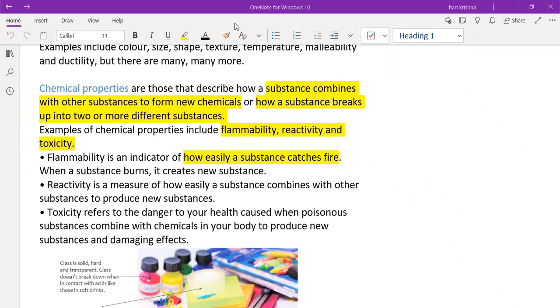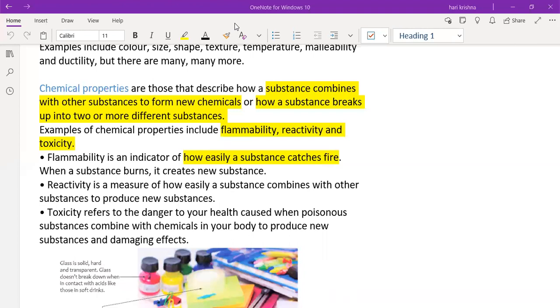Now you tell me the examples for inflammable, flammable, and non-flammable one by one. First, we'll start with Daksh. Sir, inflammable are petrol, diesel. Flammable are coal and wood, and inflammable are metal, I guess.